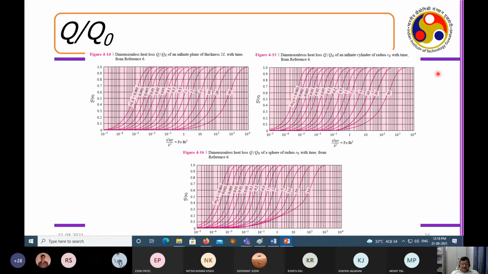Great. We will do some problems from there, and you will be able to calculate. This plot is very important because Q by Q0 is a measure of heat loss. This heat loss is plotted in terms of the Fourier number and Biot number, and the Biot number is what is changing here. Heat loss is a very important engineering parameter. This is for an infinite plane, this is for an infinite cylinder, and this is for a sphere of radius r0. So for different types of materials, we can calculate the heat loss.